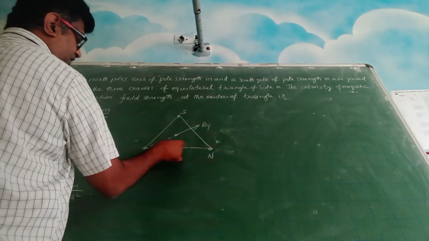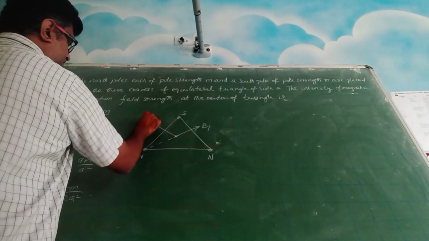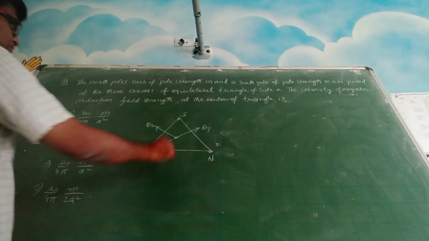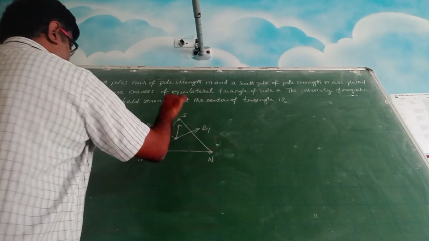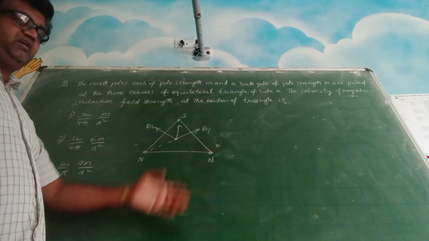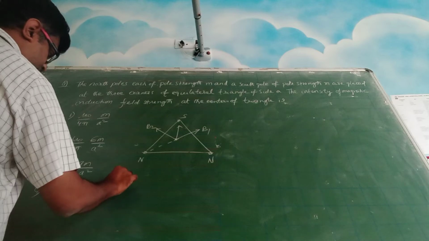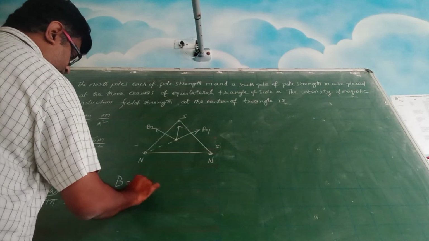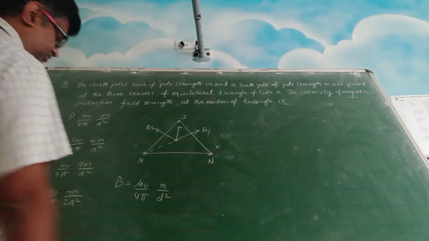Similarly, there is a north pole here and there is a north pole here. So there will be a repulsion like this. This will be B2. And there is a south pole here and there is a north pole here. There will be attraction towards the south pole. So you have 3 vectors. You have to find the resultant of these 3 vectors. Now the B value, how do you find the magnetic induction field? Mu naught by 4 pi, m upon d square.